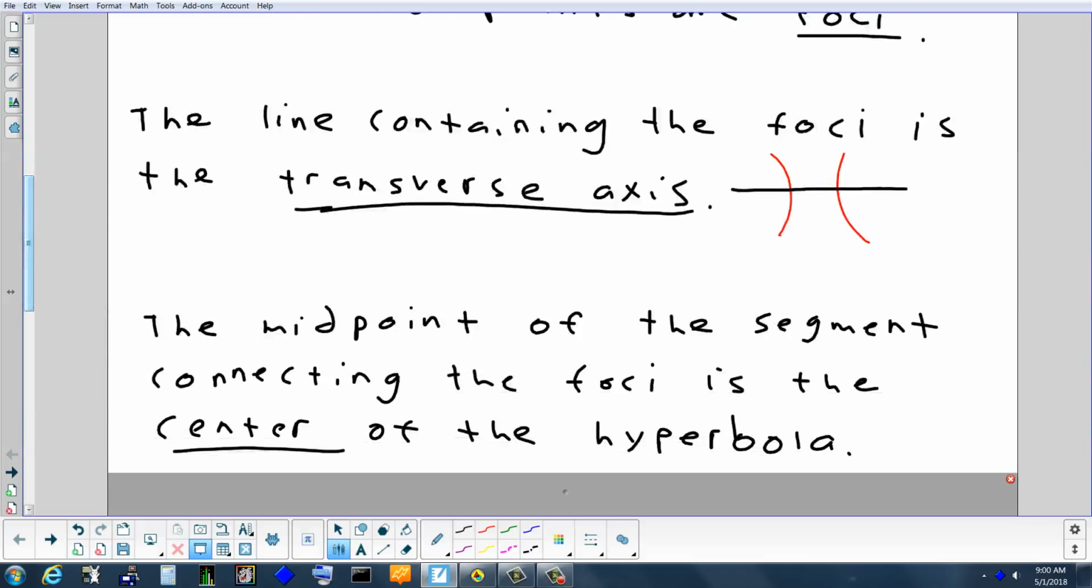This is actually the exact same definition as yesterday. If you find the midpoint of the segment that connects the two foci, that is the center of the hyperbola. So you might have a focus here and here. And if we draw that segment in green, that's the segment that connects the two foci. Find the midpoint, there's your center.